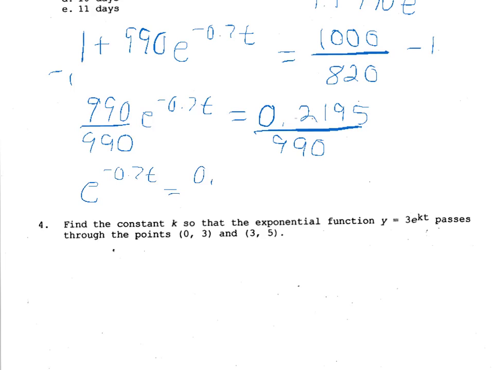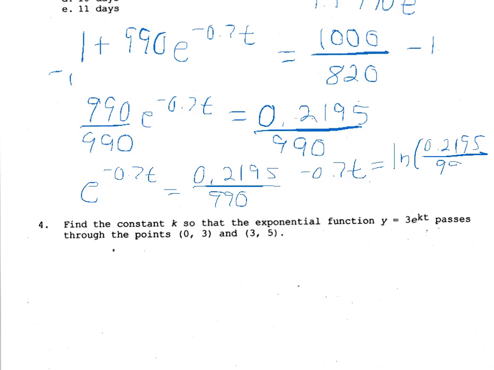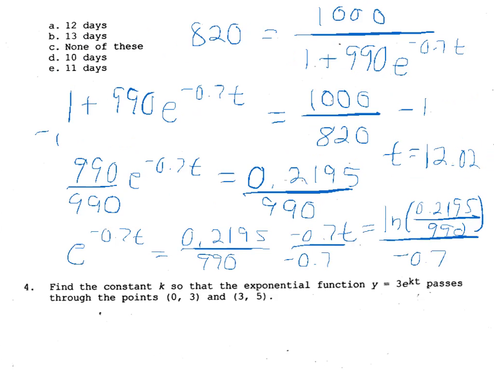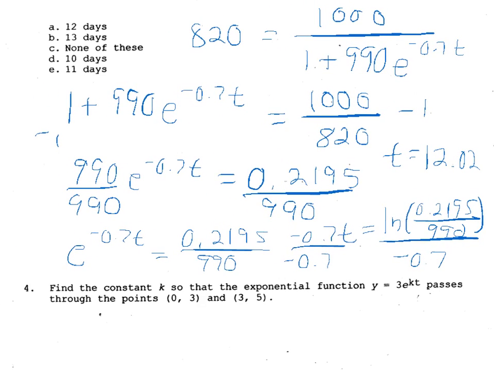Well, we have a small number, so we will probably just put it all in our calculator at one time. All right, so now we want to take the natural log of that. So we have negative 0.7t equals the natural log. And then the very last step would be to divide by negative 0.7. So our final answer is 12.02. So it would be 12 days.